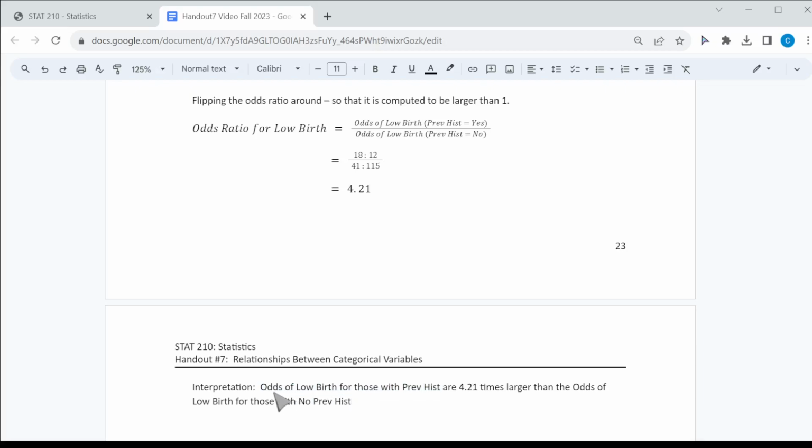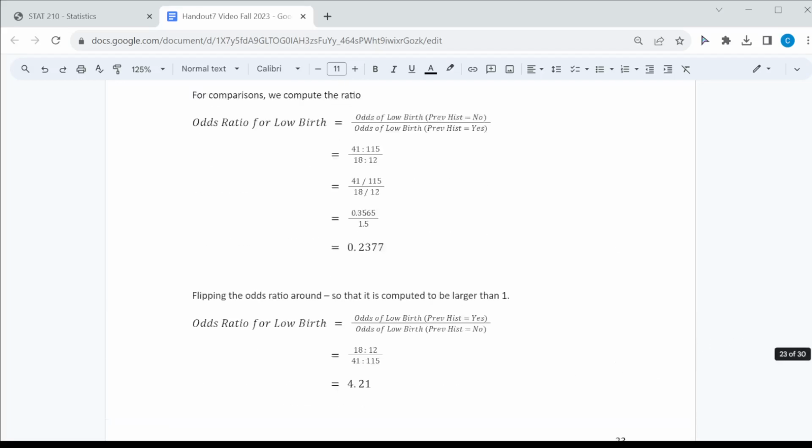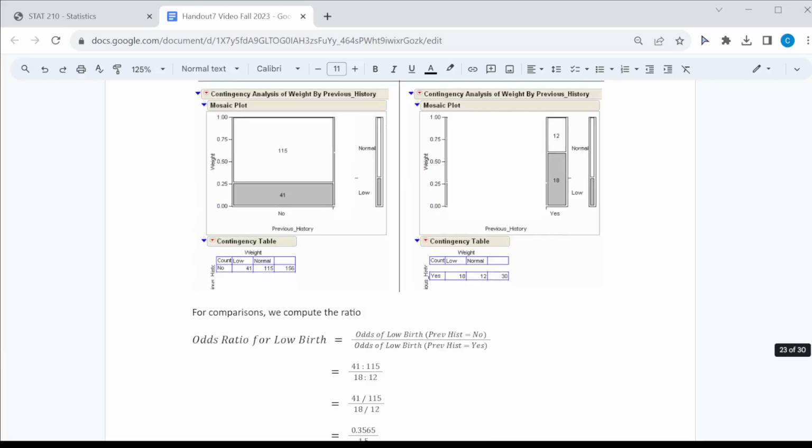When we're computing or interpreting odds ratios, we need to make sure and communicate the fact that we are indeed comparing odds here. This is not the same thing as saying the chance of a low birth weight baby or the probability of a low birth weight baby. If you're doing probability or chance or the likelihood, then you're doing that out of the total, right? You're doing those row percentages. An odds ratio is not based on row percentages. We are not taking 18 divided by 30 here. Instead, we're taking 18 divided by 12. That's not the same as a row percent.